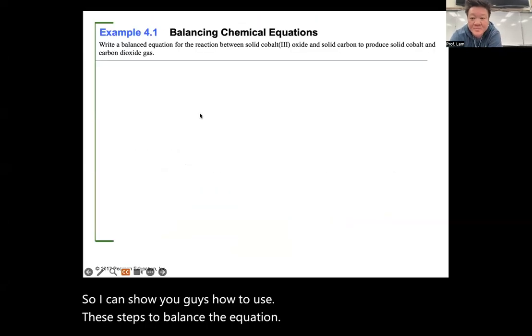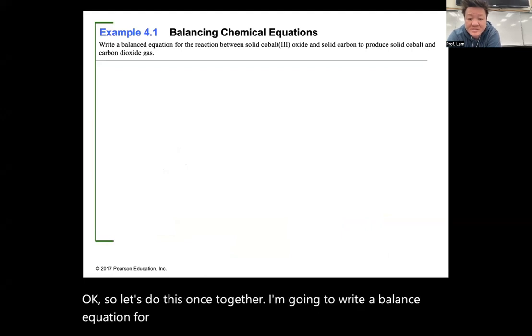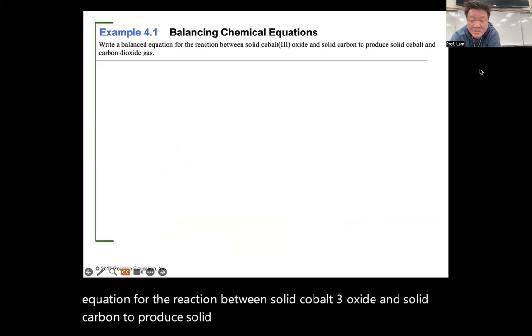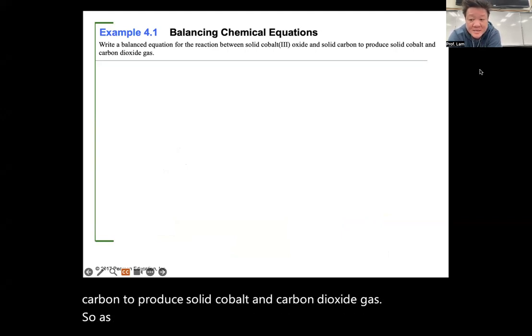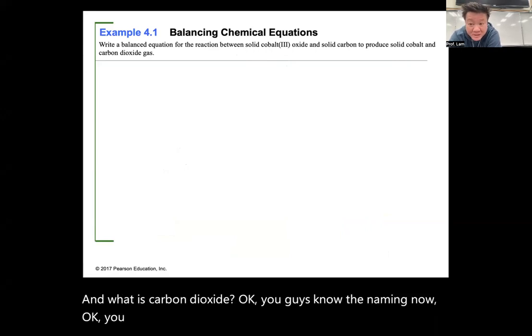Okay, so let's do this one together. I'm going to write a balanced equation for the reaction between solid cobalt-3 oxide and solid carbon to produce solid cobalt and carbon dioxide gas. As you can see, we need to translate what is cobalt-3 oxide and what is carbon dioxide. You know the naming now. You also know your polyatomics, or you should. So this should not be a problem now.